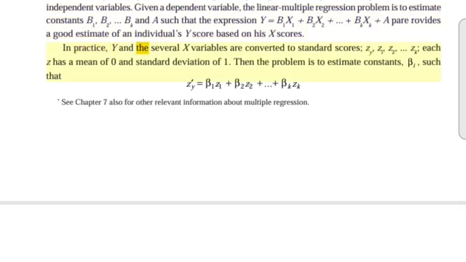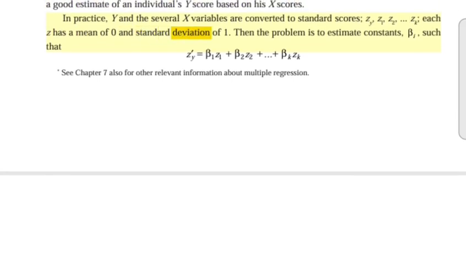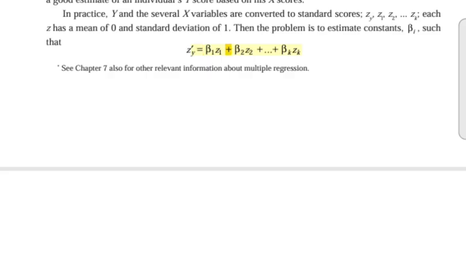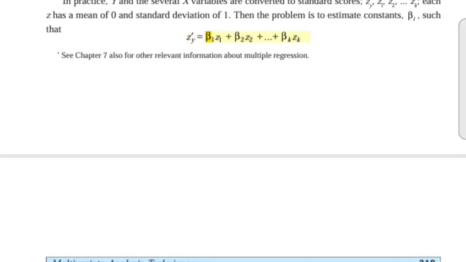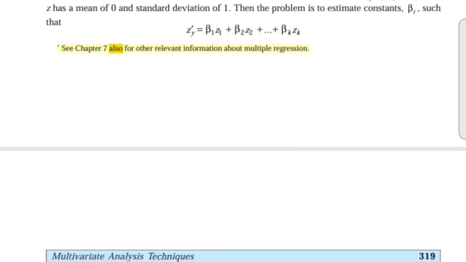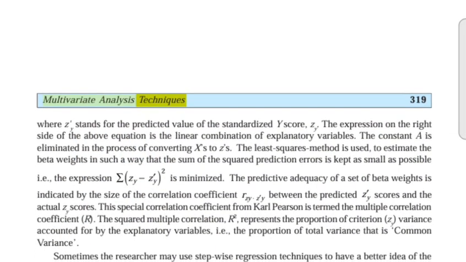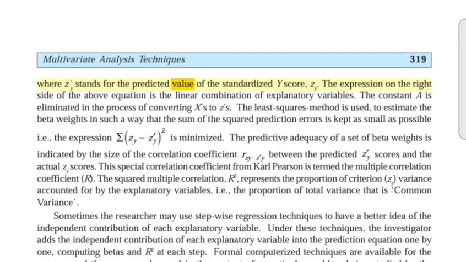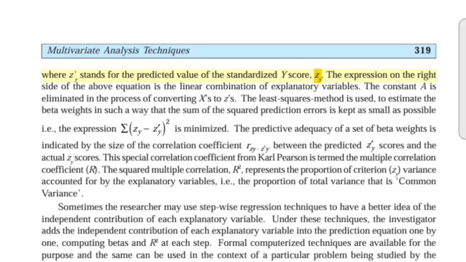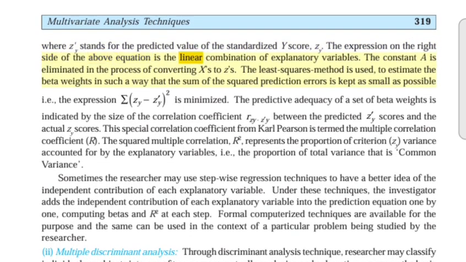In practice, y and the several x variables are converted to standard scores, zy, z1, z2, ..., zk, each z has a mean of 0 and standard deviation of 1. Then the problem is to estimate constants, beta i, such that the predicted zy equals beta1 z1 plus beta2 z2 plus ... betak zk. See chapter 7 also for other relevant information about multiple regression. Here zy-hat stands for the predicted value of the standardized y-score, zy. The expression on the right side of the above equation is the linear combination of explanatory variables. The constant a is eliminated in the process of converting x's to z's.